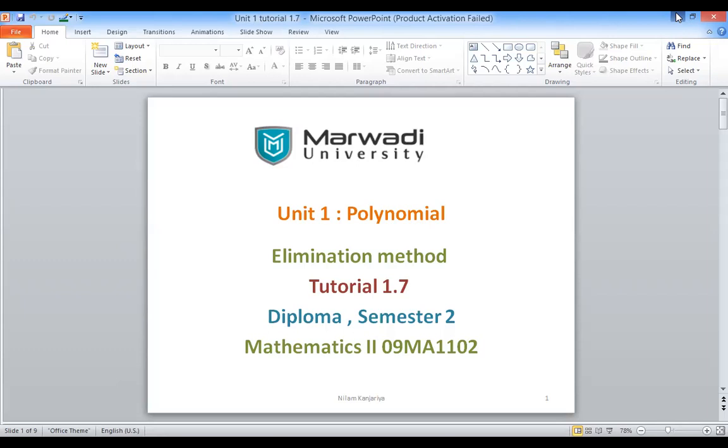So any student can share their idea about the elimination method. What can we do in the elimination method? Any procedure of the elimination? Yes, ma'am. Yes, please share.